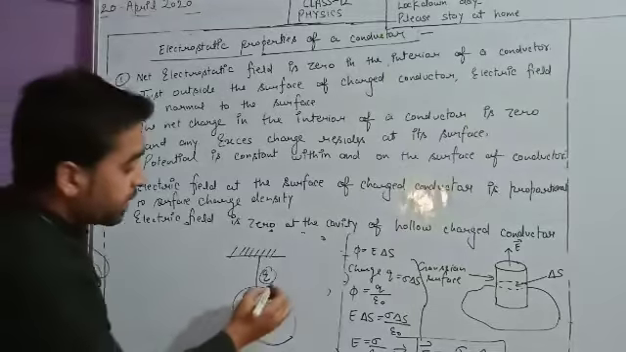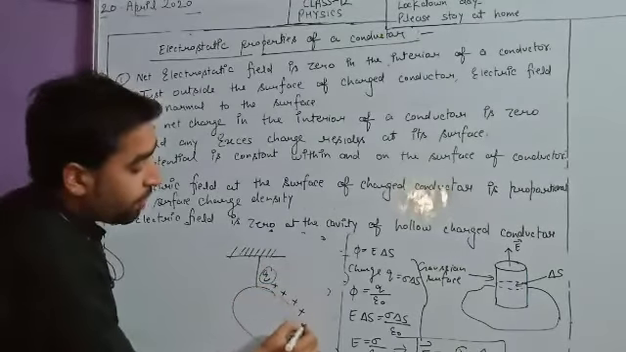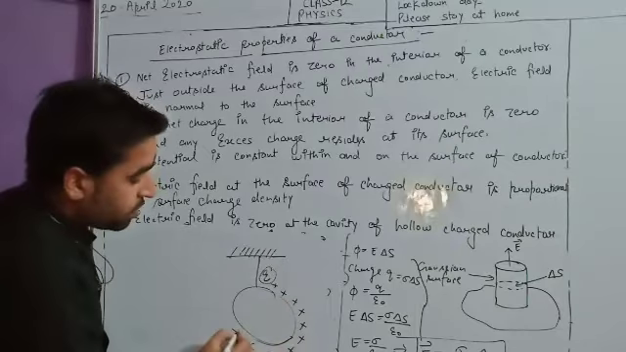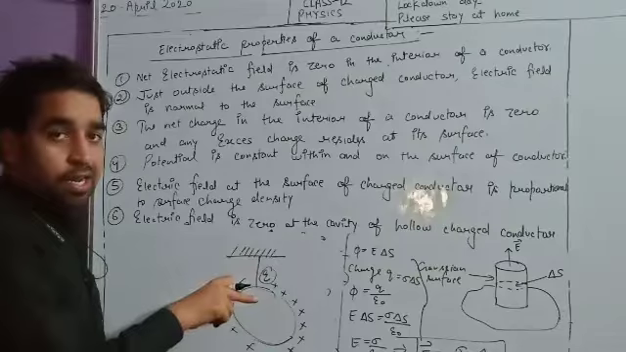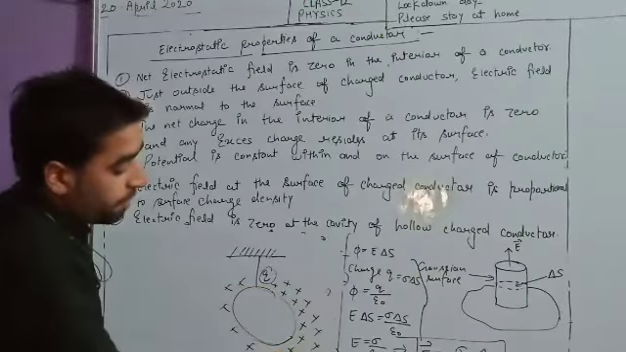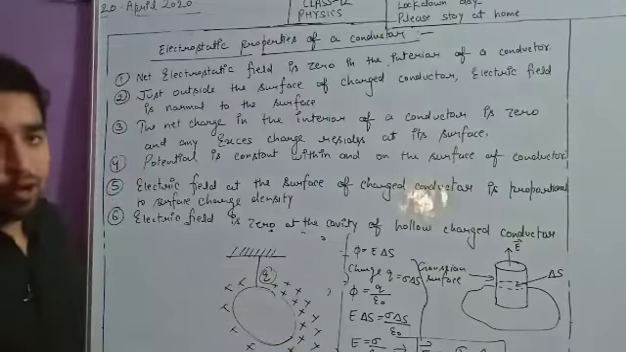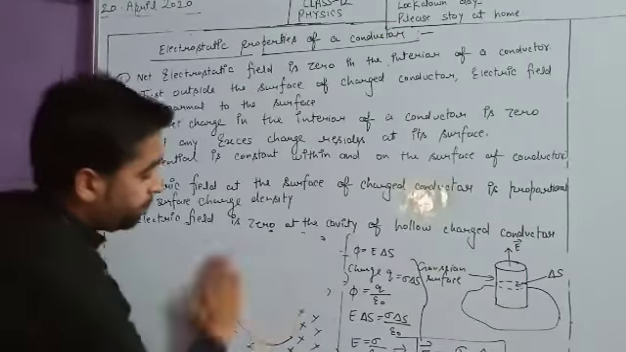The answer is that the extra charge which you give will only reside on the surface of the conductor. The more extra charge you give, the more charge will reside on the surface only. I hope you understood this point. So extra charge is on the surface only.